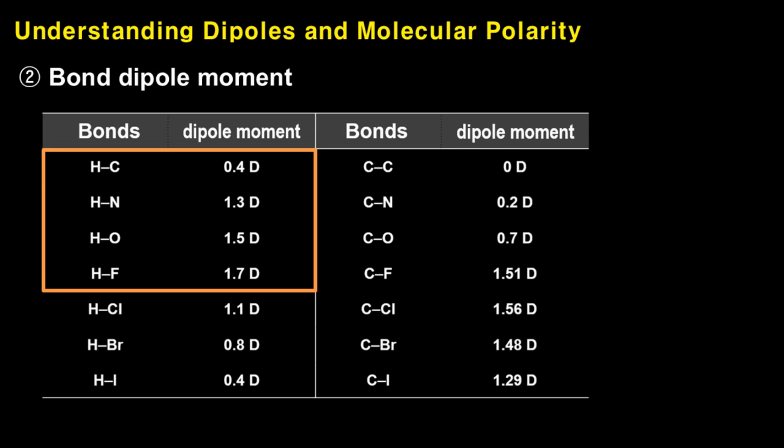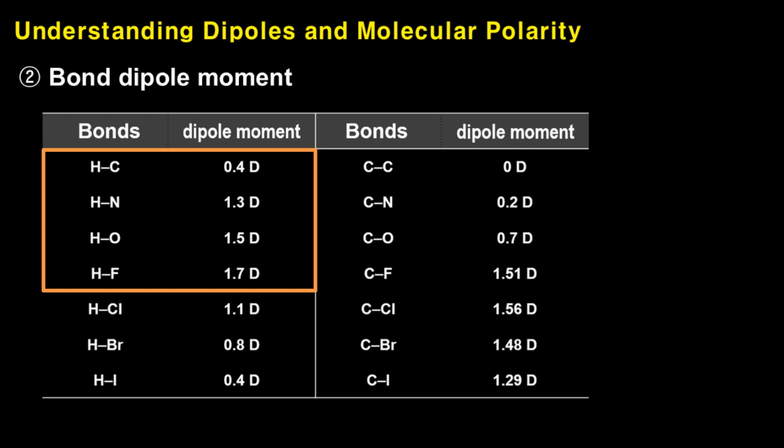Now let's take a closer look at a few common bonds. We'll look at how their dipole moments compare and what kind of trends we can spot. Starting with the hydrogen-containing bonds, the dipole moment increases in the order H-C, H-N, H-O, and H-F. The main reason for this trend is electronegativity. Fluorine is the most electronegative, so the H-F bond ends up with the strongest dipole moment. Carbon is the least electronegative of the group, which is why H-C has the weakest.